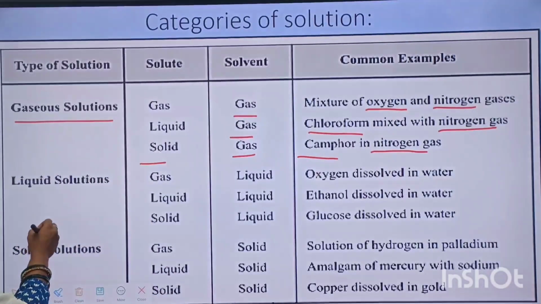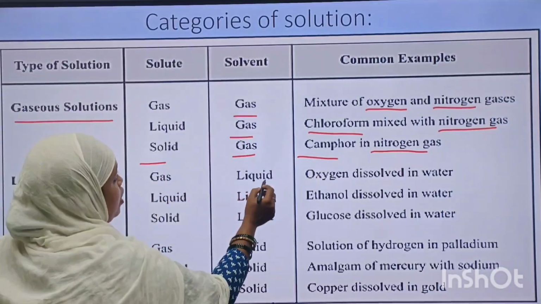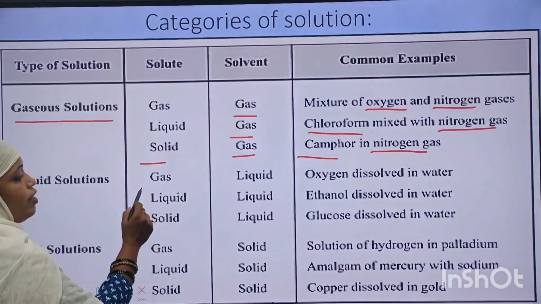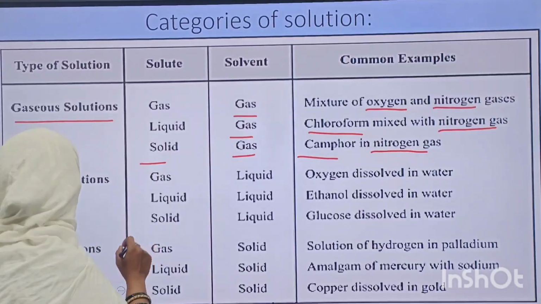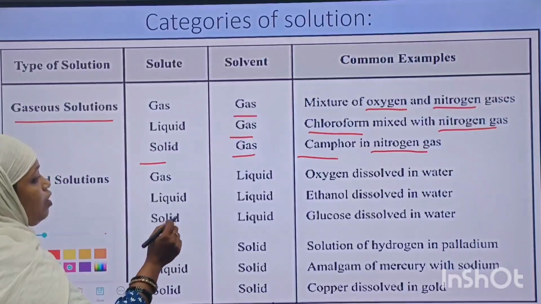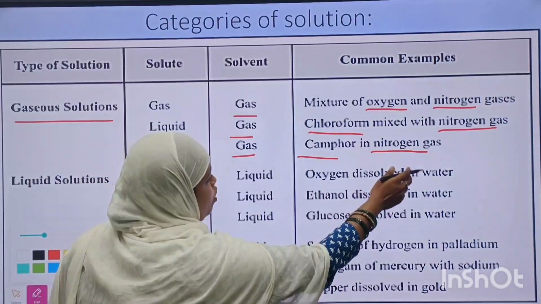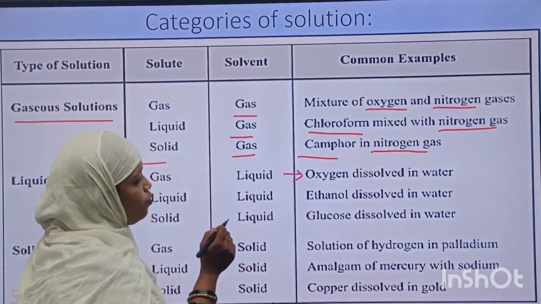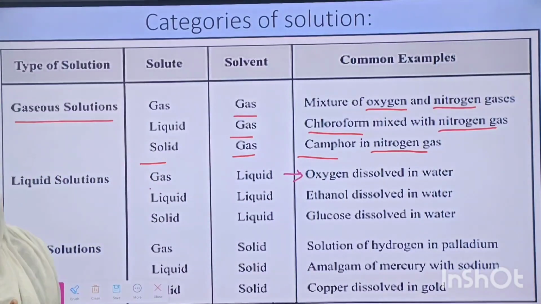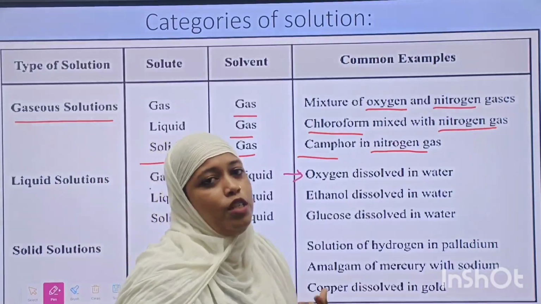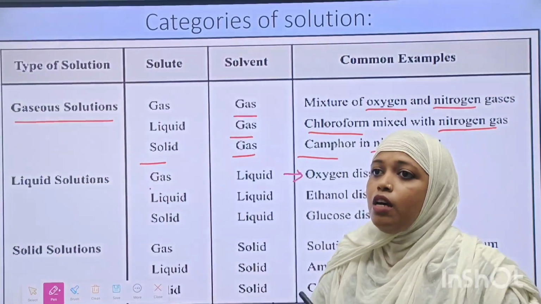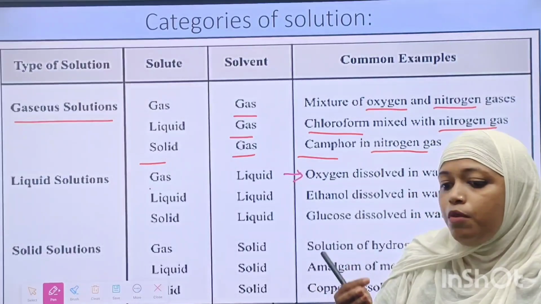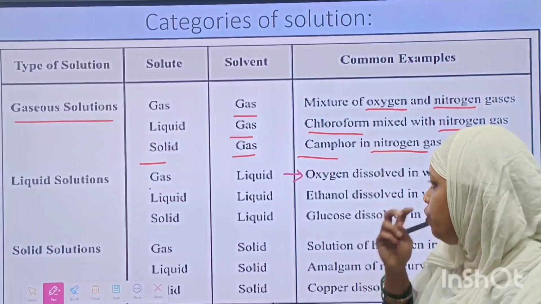Coming on to liquid solutions, we have the solvent in the liquid form and the solutes in gas, liquid and solid form. You see, oxygen dissolved in water. Gas and liquid example, we have oxygen dissolved in water. You know, the sea water or any other water bodies have oxygen present in them. That's how the aquatic life in water survives, via oxygen in the water.